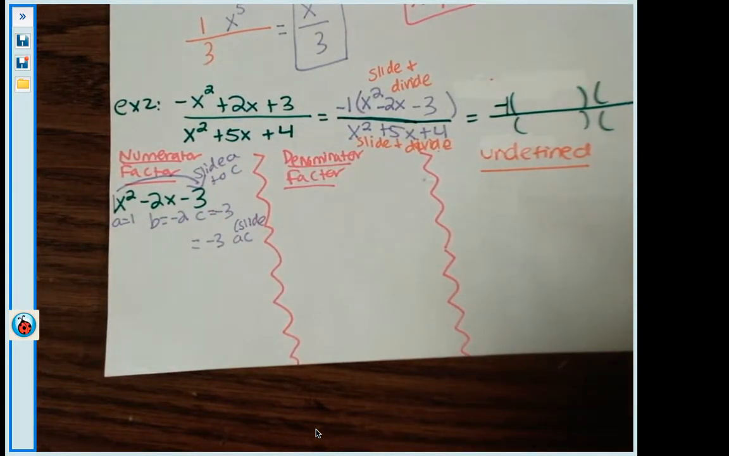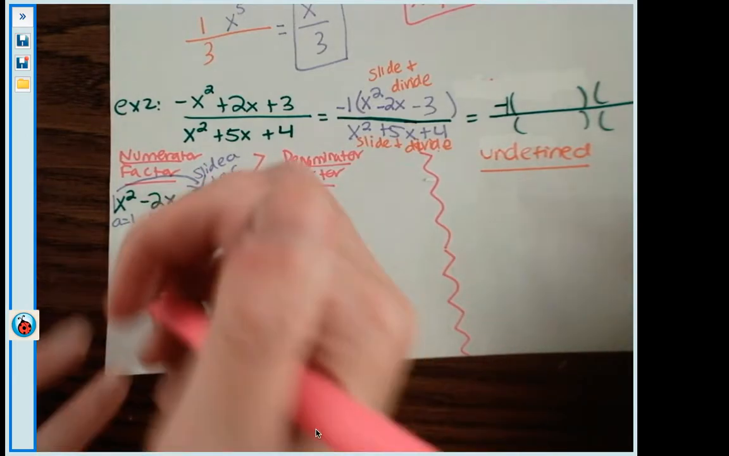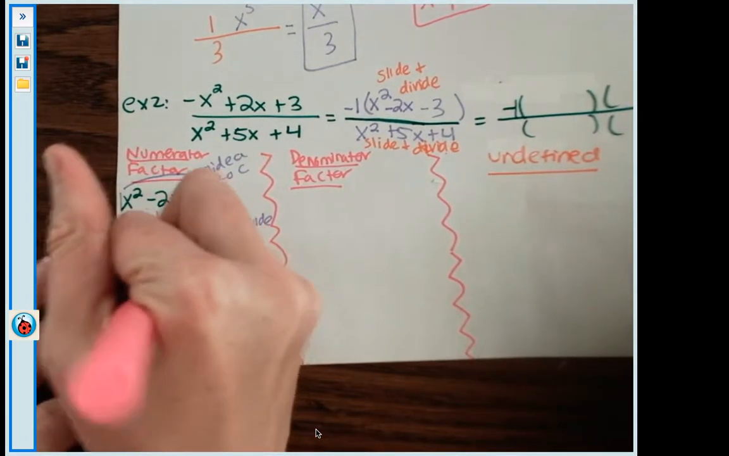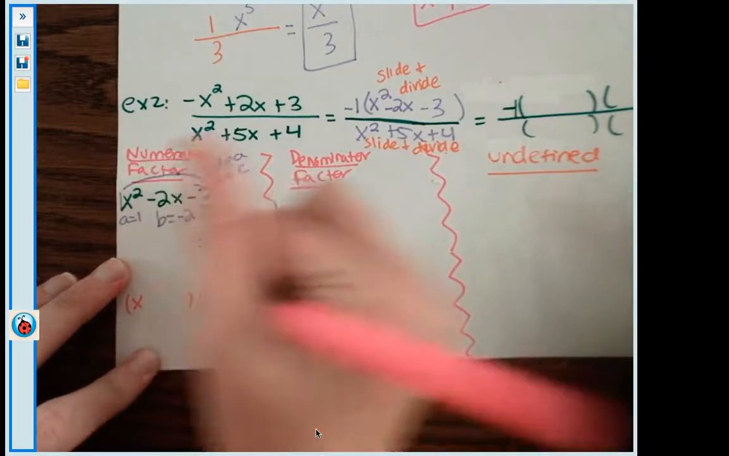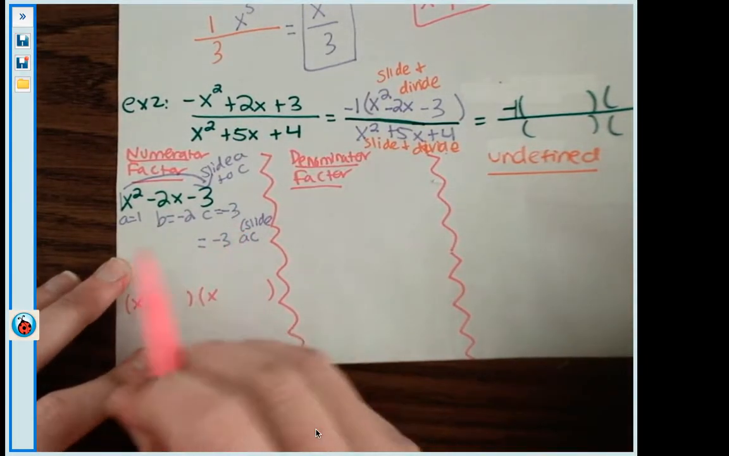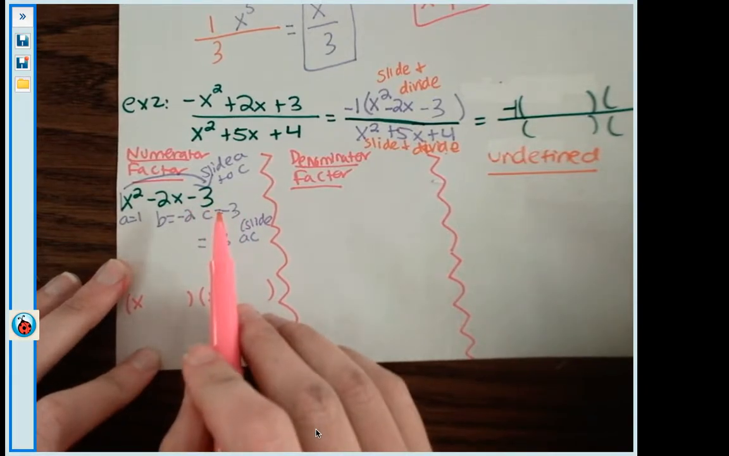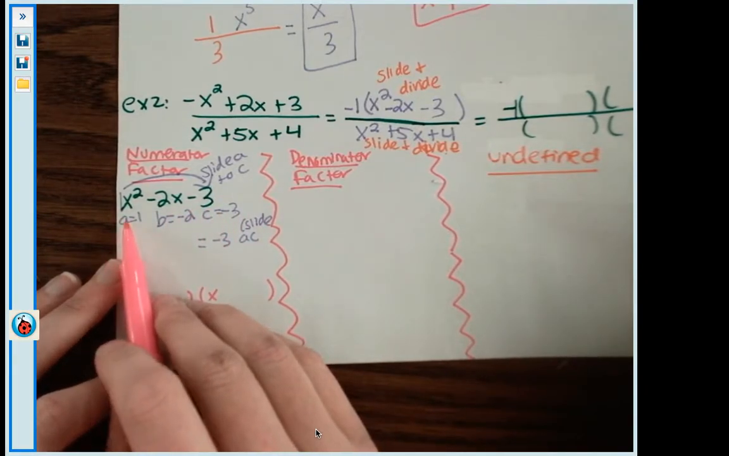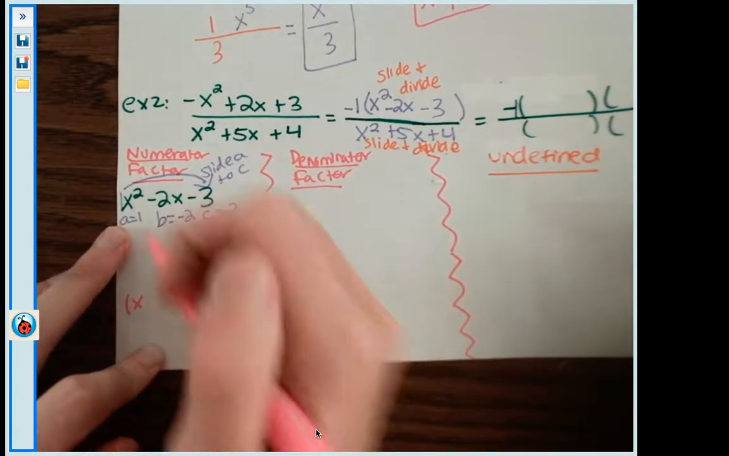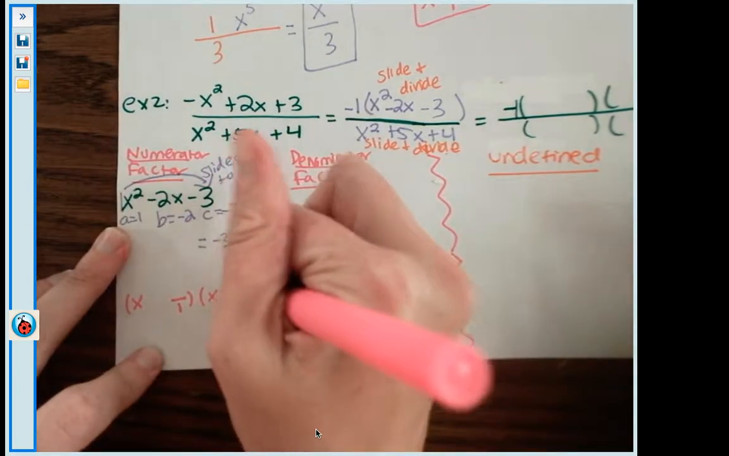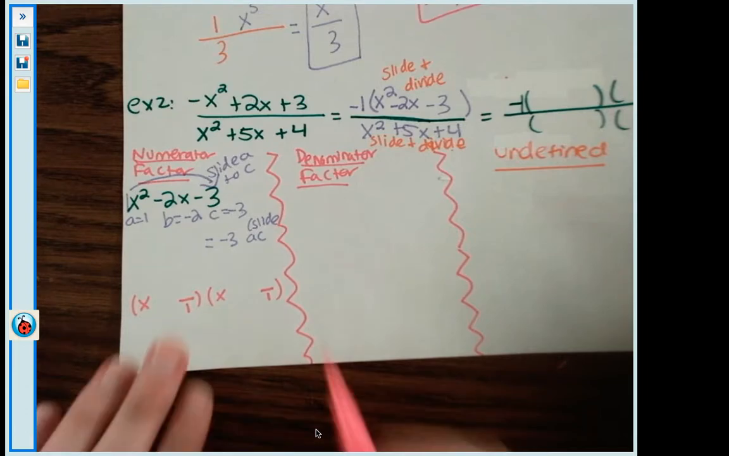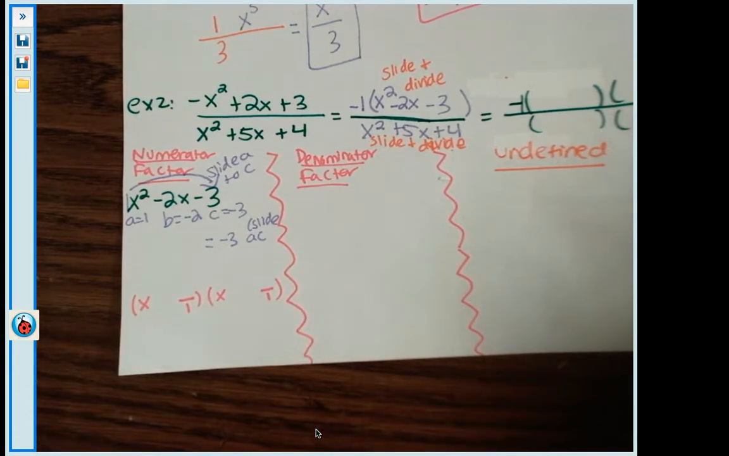Now remember, you guys, that in our final answer, way down here, we're going to have x's in each of our parentheses. And don't forget, this is slide and divide. Whatever you slide by, you divide by. So since we slid over a, that means we divide by a. So eventually, I'm going to be dividing by our a value, which is 1. So I'm just going to keep that ready so I don't forget about it.